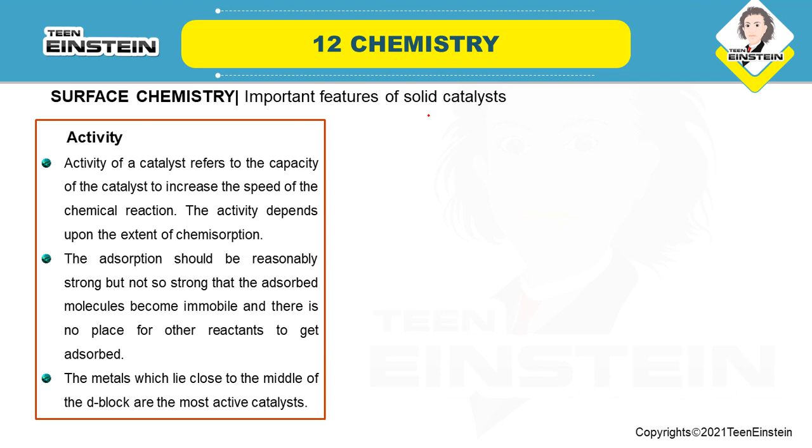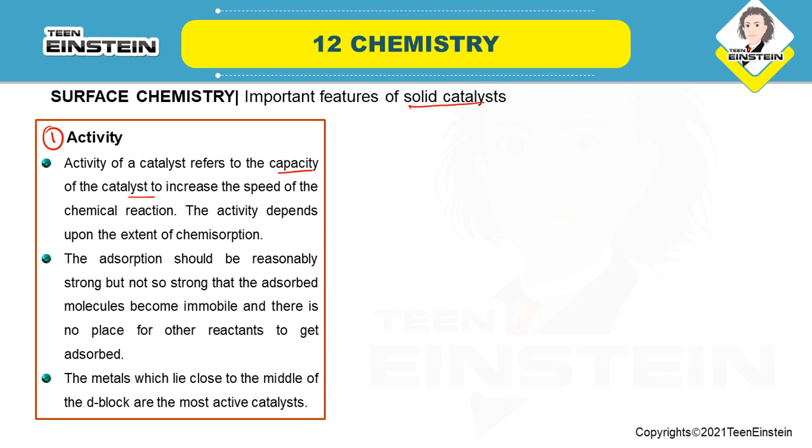Some important features of solid catalysts. Obviously, as we are saying solid catalyst, it will be a heterogeneous catalyst. The first point is activity. So what is activity? It refers to the capacity of the catalyst to increase the speed of chemical reaction. Okay, so the catalyst is increasing the speed of the reaction compared to the situation when there is no catalyst.